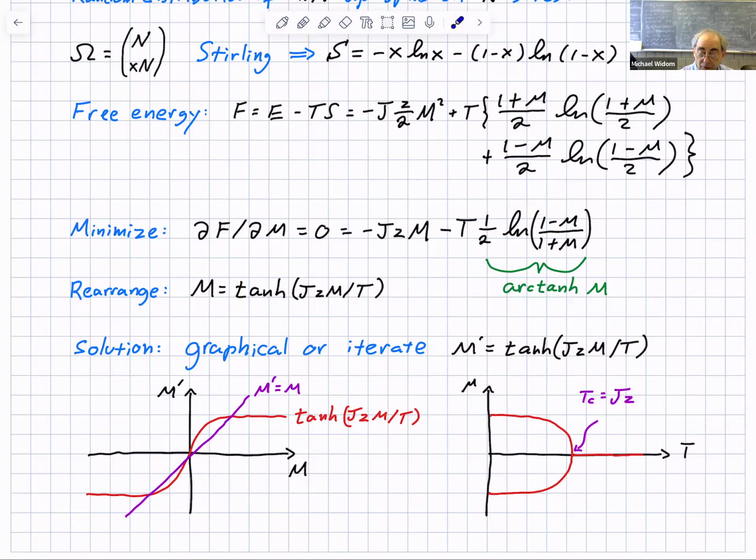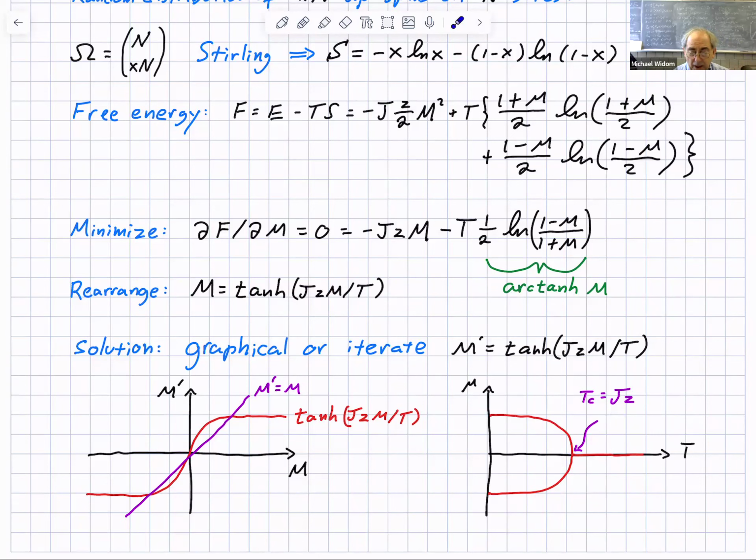And so if we were to graph the stable solution as a function of temperature, we would find at high temperature, where the slope of the hyperbolic tangent is low, we only have the solution m equals 0. At low temperature, we get these other solutions with the characteristic square root singularity that demonstrates to us we are doing some type of mean field theory, and we are not taking into account all of the possible fluctuations. The critical temperature here occurs at the coupling constant times the coordination number.